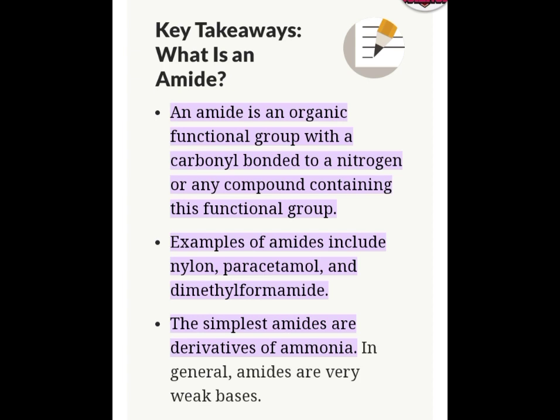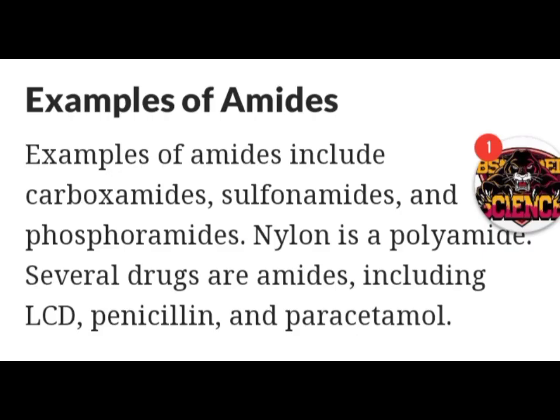So there are some key takeaways so you won't forget what is an amide, no? An amide is an organic functional group with a carbonyl bonded with a nitrogen, or any compound containing this functional group. Examples of amides include nylon, paracetamol, and dimethylformamide. The simplest amides are derivatives of ammonia. In general, amides are very weak bases. So examples of amides include carboxamides, sulfonamides, and phosphoramides. Nylon is a polyamide. Several drugs are amides including LSD, penicillin, and paracetamol.